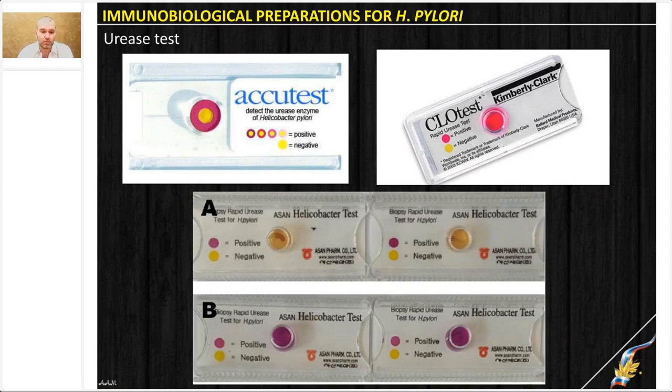Again, the test can be done mainly by the will of the subject, or if you're just curious whether you have it or not, you can find the test in a pharmacy and buy it and perform it on yourself.